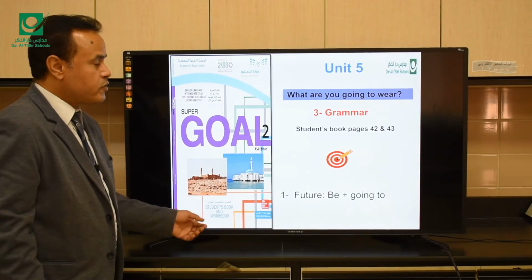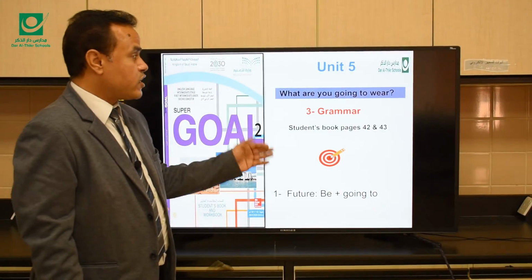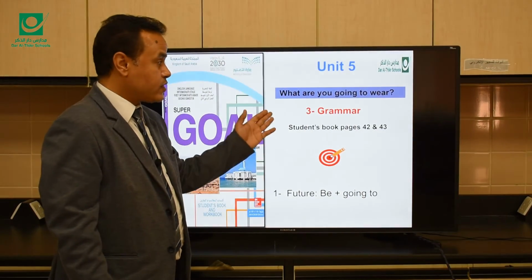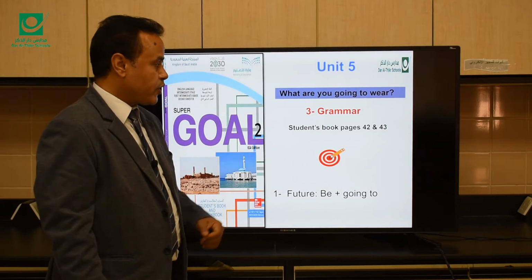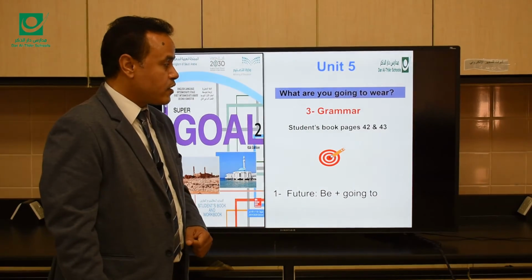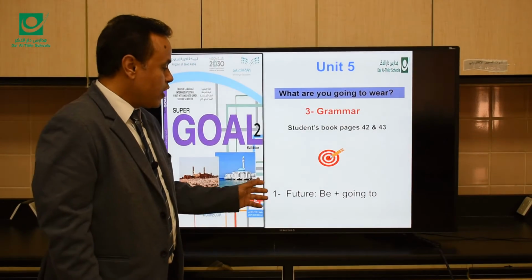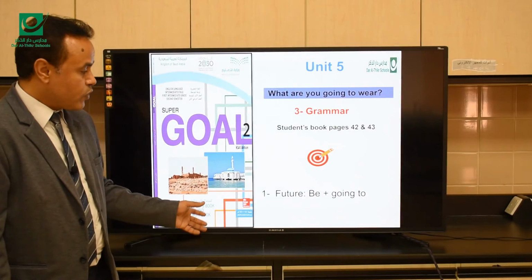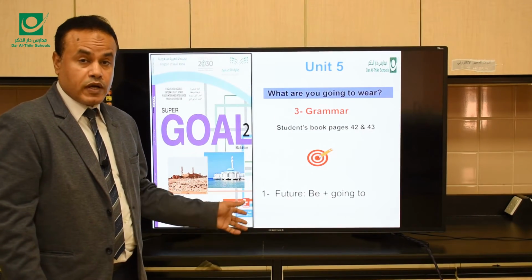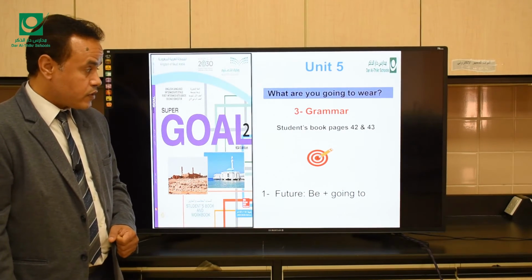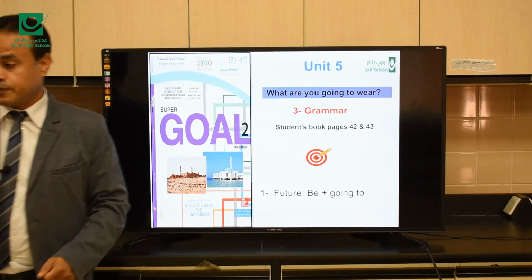This is Super Goal 2, Unit 5. What are you going to wear? This is grammar, part 3. Student's book pages 42, 43. Our objective today is to use be going to talk about the future. So are you ready? Let's start.